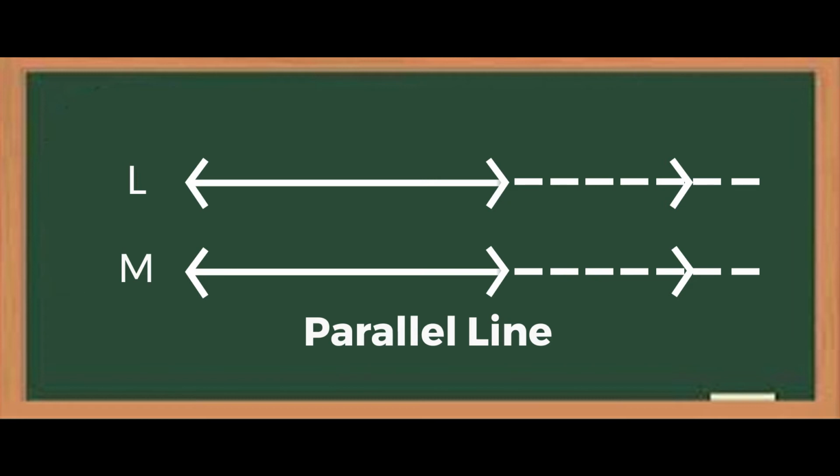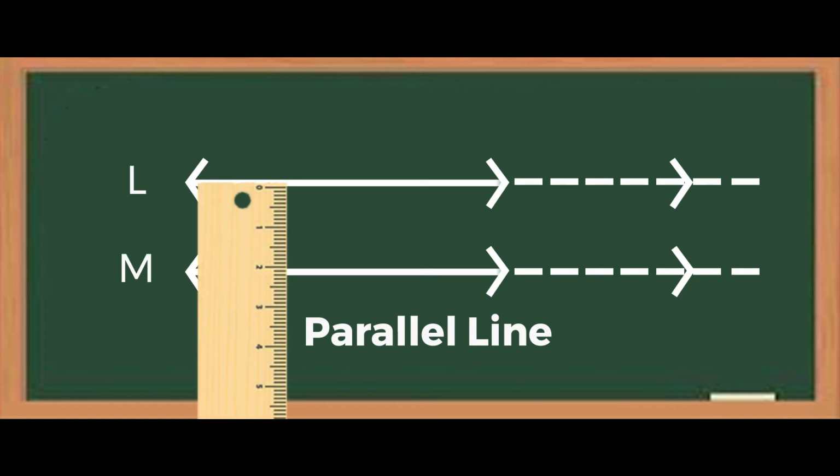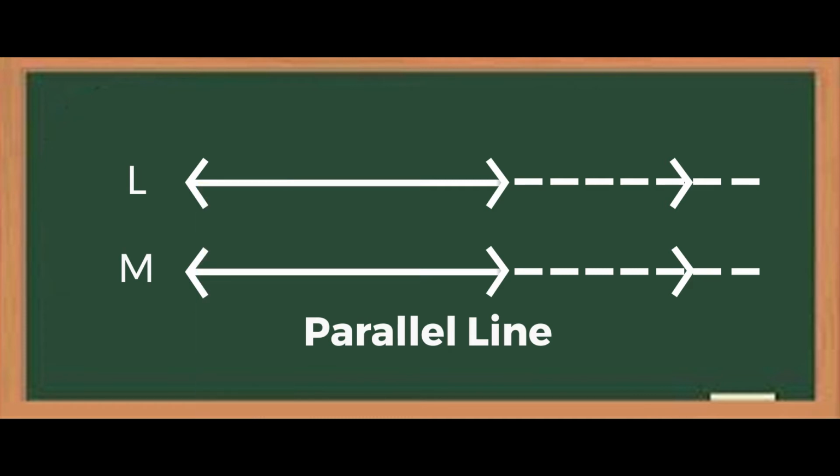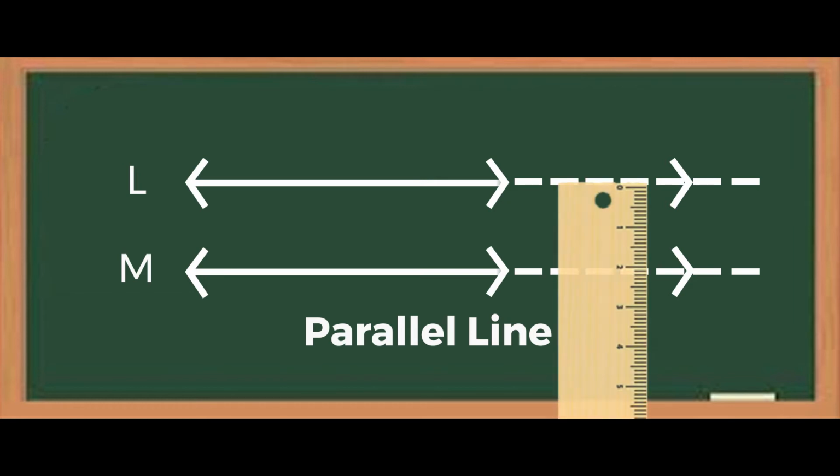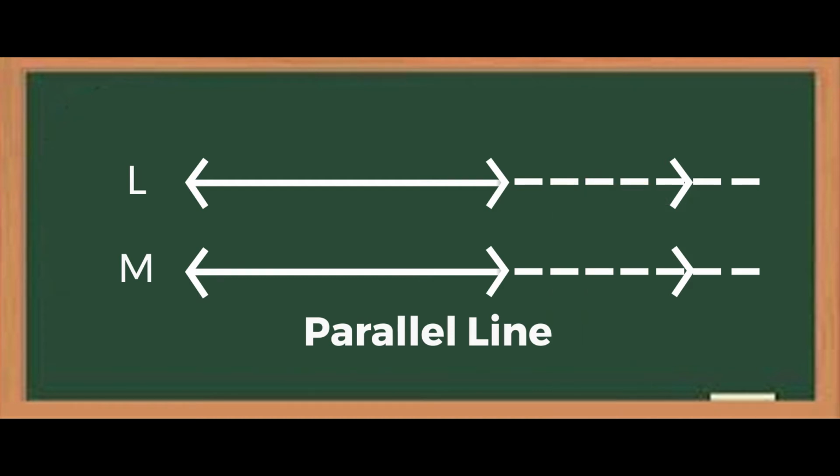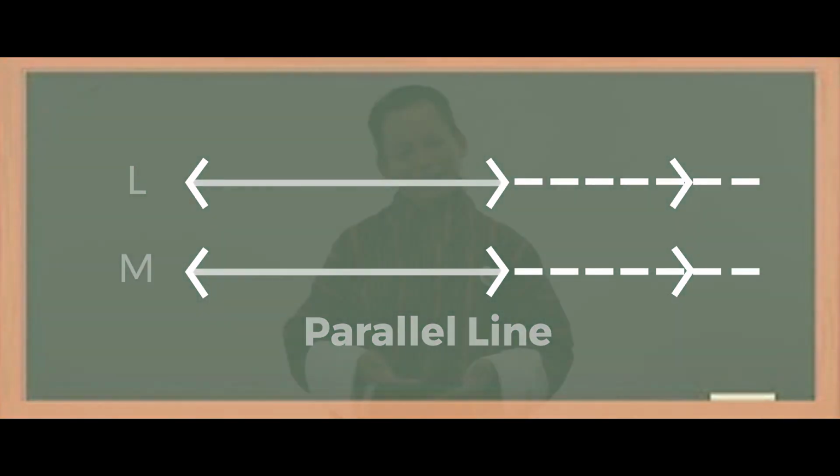Okay, let us measure the distance between line L and line M. We found out that the distance between line L and M is 2 centimeters. Again, we measure but at a different position. And again, we found out that the distance is 2 centimeters. So, what can we conclude from this? The distance between 2 parallel lines will always remain the same. Okay, now can you tell me what is a parallel line?